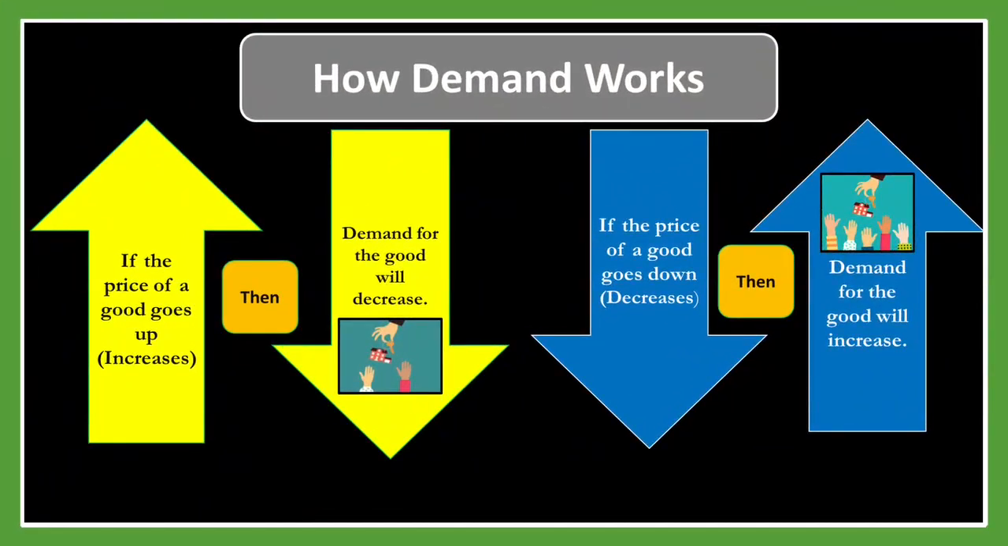The law of demand is broken into 2 separate areas. On the left we have the yellow. If the price of a good or service goes up, then the demand for that good or service will decrease. And then on the right we have the opposite. If the price of a good or service goes down, then the demand for it will go up. So if the price of a coffee went down to $1, more people are likely to purchase it, so the demand for that coffee will go up.